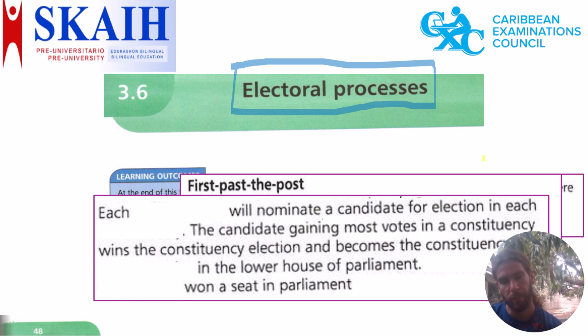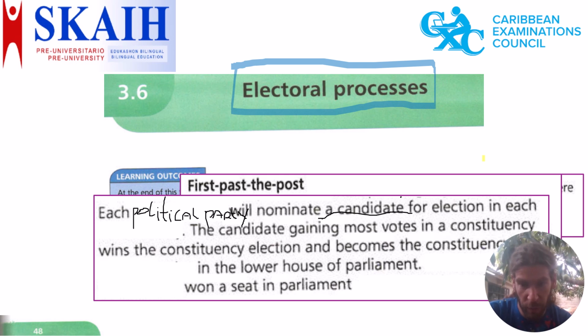And each political party will nominate a candidate for election in each constituency, so they will name one. The candidate gaining the most votes in a constituency wins the constituency election and becomes the constituency representative.